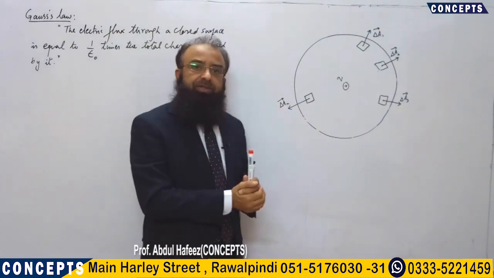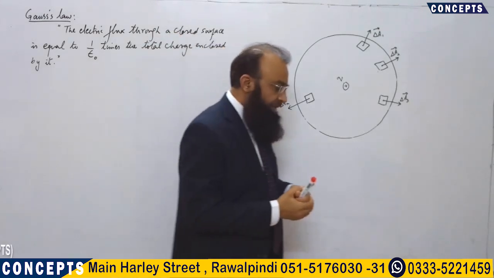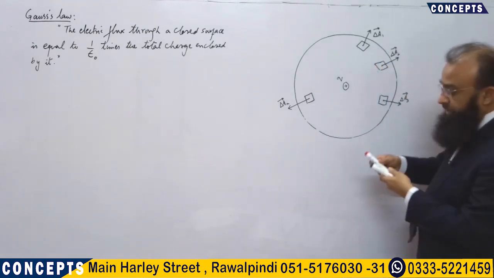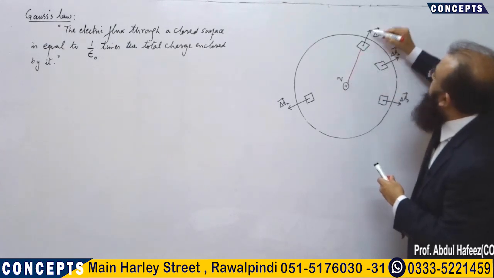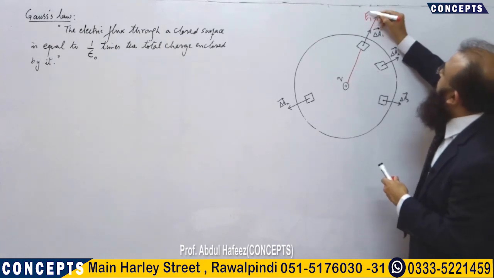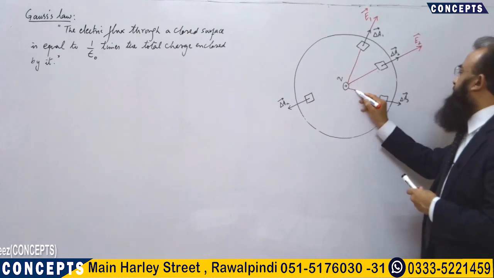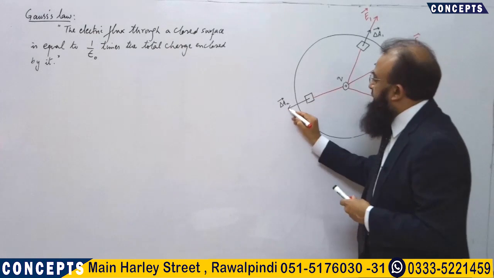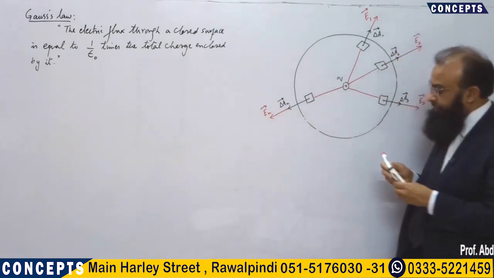The field due to a point charge is always radially outward. So for this point charge, we have the electric field lines. Suppose this is the electric field in this direction passing through this area. Let's suppose this electric field is E1, and another one, we have n electric field lines. These are passing through these patches.